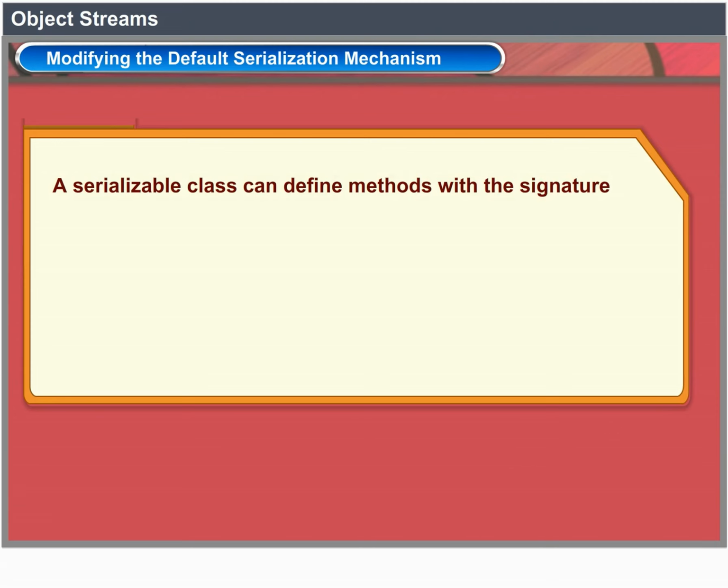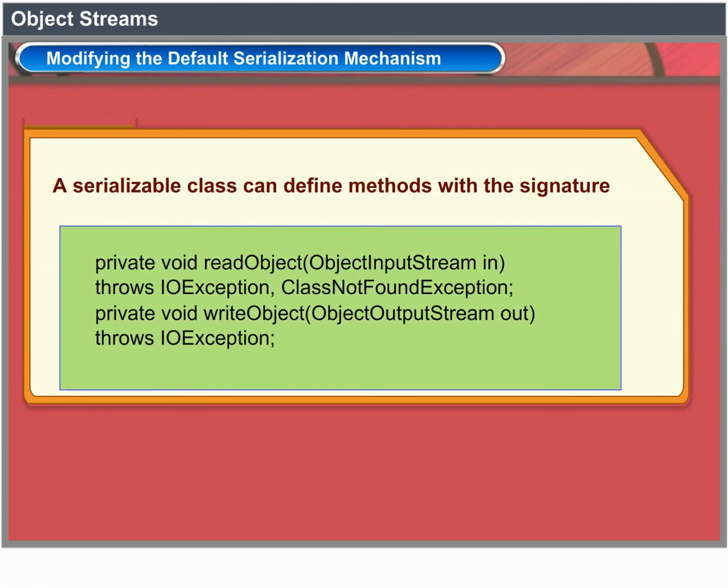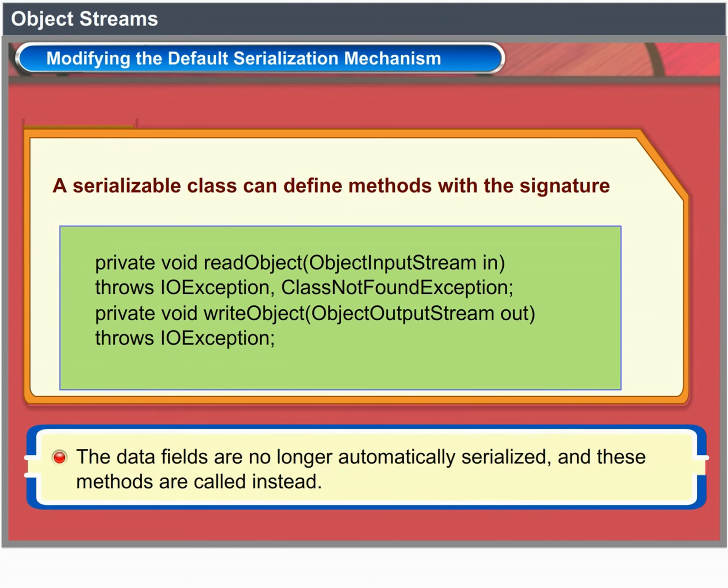A serializable class can define methods with the signature: private void readObject(ObjectInputStream in) throws IOException, ClassNotFoundException, and private void writeObject(ObjectOutputStream out) throws IOException. The data fields are no longer automatically serialized, and these methods are called instead.